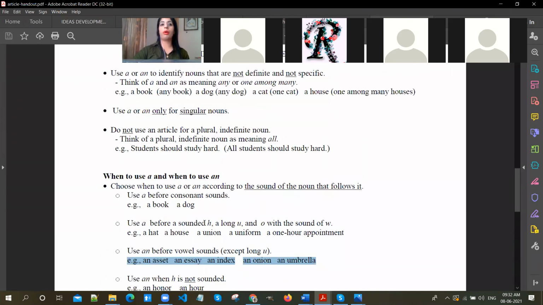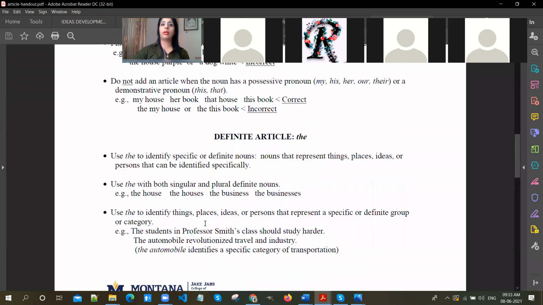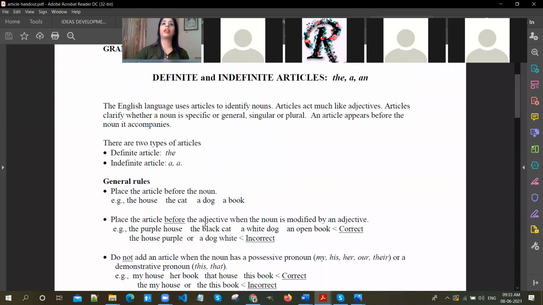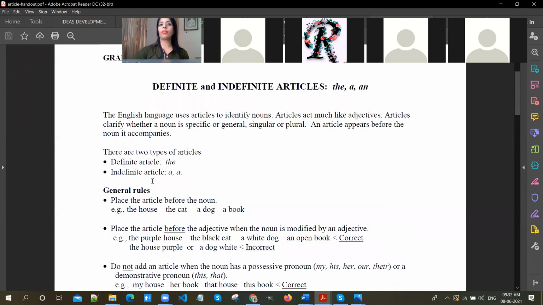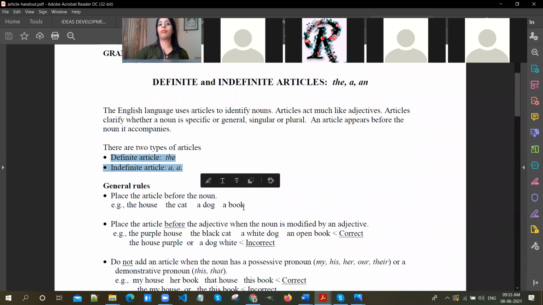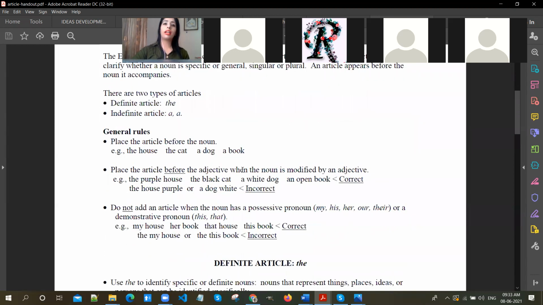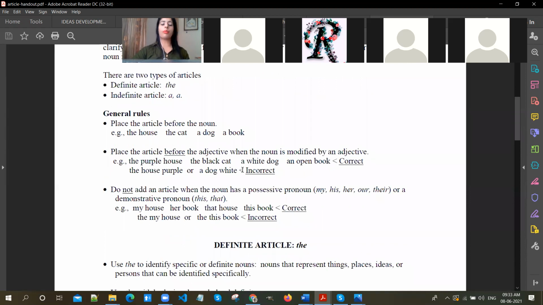So this is all about the A and an articles. But yes, there are some definite articles. There is also a definite article, that is the. So where do you use the definite article the? When you have to place the article before the noun, you have to talk about some definite things. For example, the house, the cat, right? So when you are talking about a particular house or particular cat, place the article before the adjective when the noun is modified by an adjective.